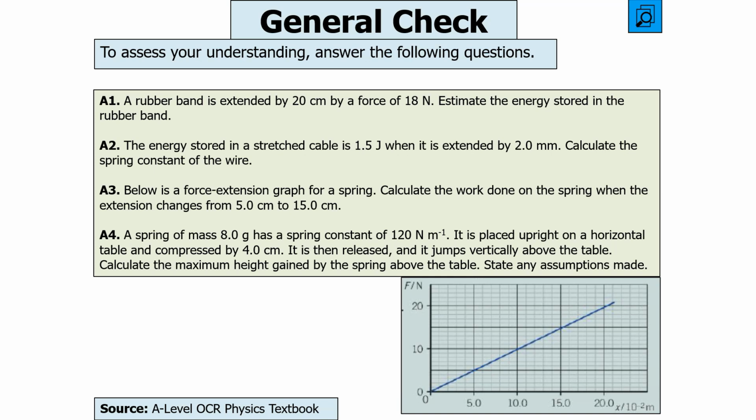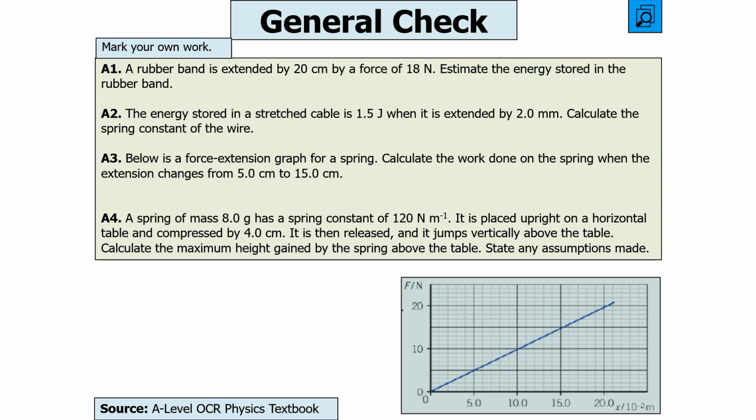And then a spring of mass 8 grams has a spring constant of 120 newtons per meter. It's placed upright on a horizontal table and compressed by 4 centimeters. It is then released and jumps vertically above the table. Calculate the maximum height gained by the spring above the table and state any assumptions made. So pause the video now, then unpause the video when you want to go through your answer.